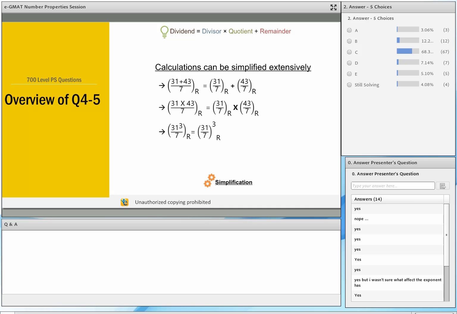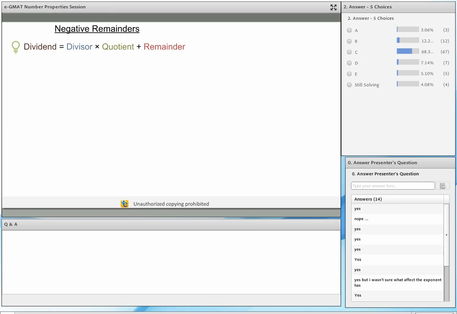We're going to go into our next section here. Okay, so here again, negative remainders. That's another thing which we're going to talk about. Now, I've talked about the fact that remainders are always non-negative. But in certain cases, our calculations can be simplified extensively if we consider negative remainders.